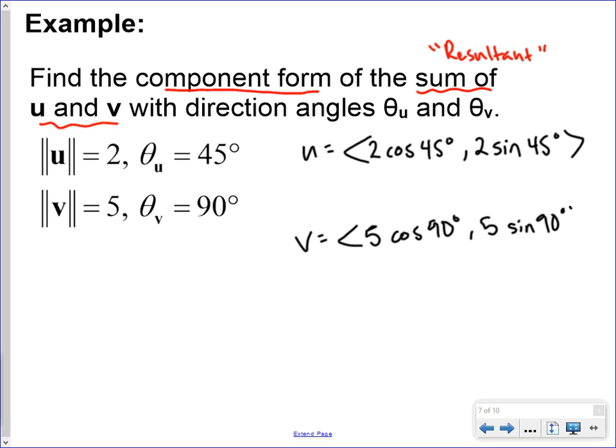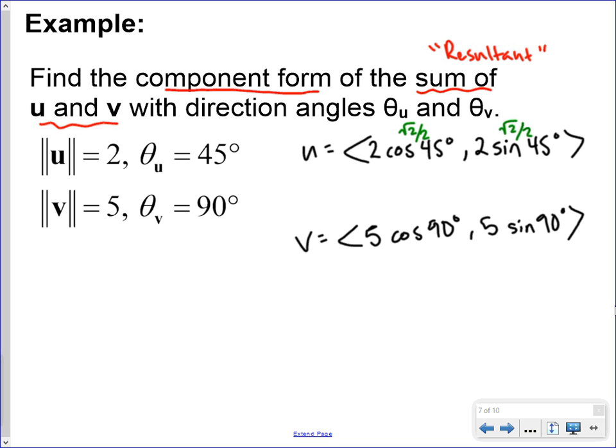Excellent work. As I'm walking around, I instantly saw people setting up the component form given the magnitude and the direction angle, which is what I would do. Remember that if the angle shows up on the unit circle, we should give exact values. So we know that the cosine of 45 degrees is square root 2 over 2, and the sine of 45 degrees is square root 2 over 2. So we should use the exact value there.